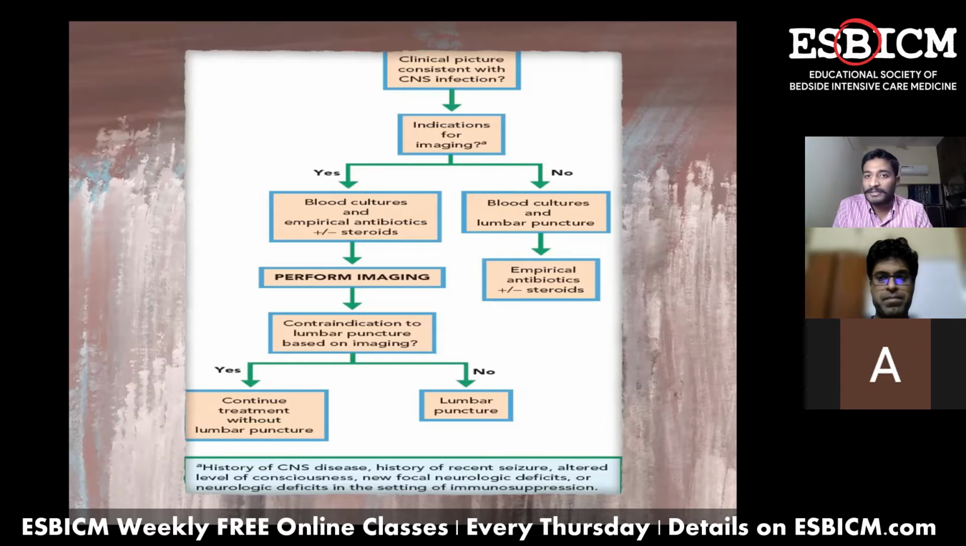If there is no indication for imaging, we move forward with blood culture and lumbar puncture and start off with the antibiotics. If there is indication, if you see all these factors and you think that this person should undergo an imaging, then first thing, before the imaging, before anything else, we have to send blood culture and we have to start antibiotics. The treatment of the patient, the antibiotics, there should not be delay at any cost. The later we start, the more delay we cause, the poorer the prognosis. So it is important to start off with the antibiotics and then we do the imaging.